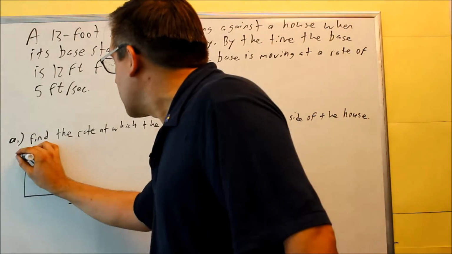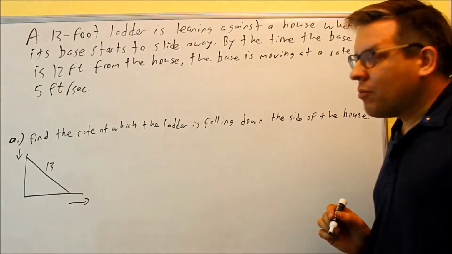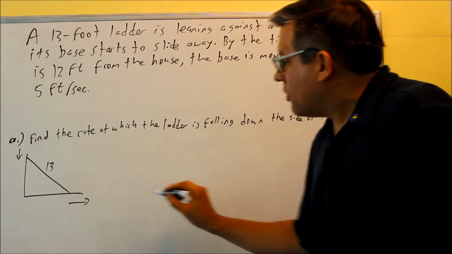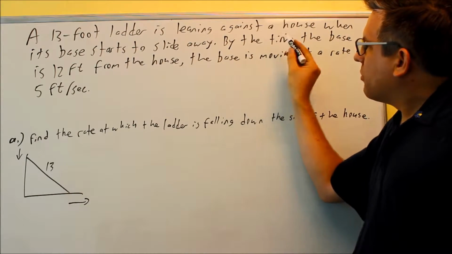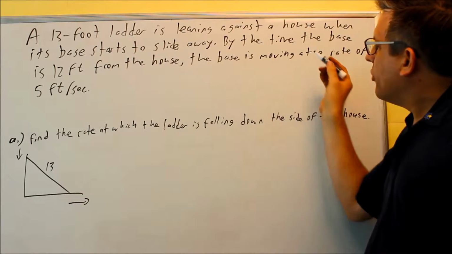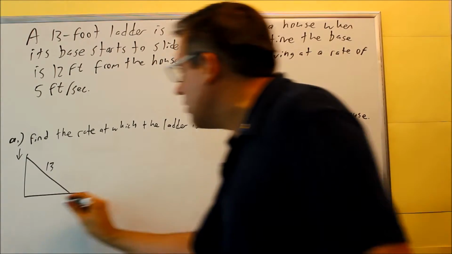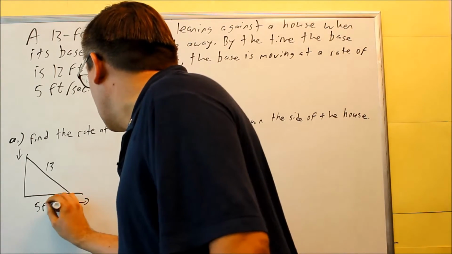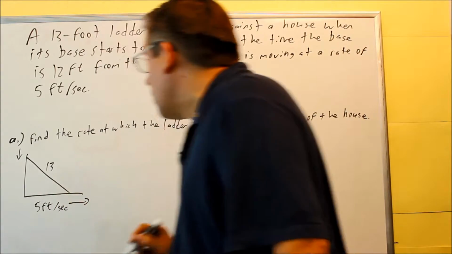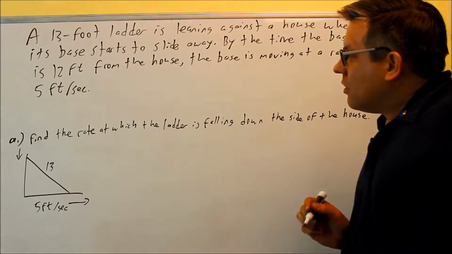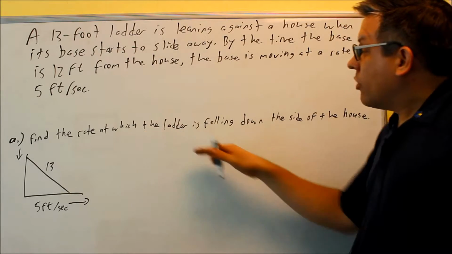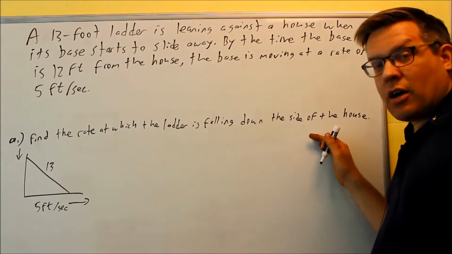that's going to cause this side to fall. Okay, now this is moving out. It says by the time the base is 12 feet from the house, the base is moving at a rate of 5 feet per second. That's going to be this dimension right here. They're asking us to find the rate at which the ladder is falling down the side of the house.